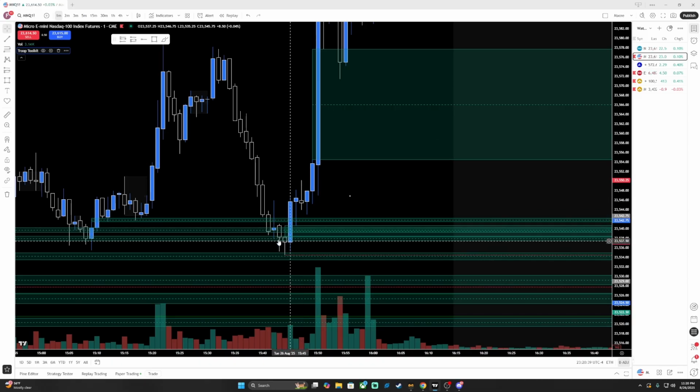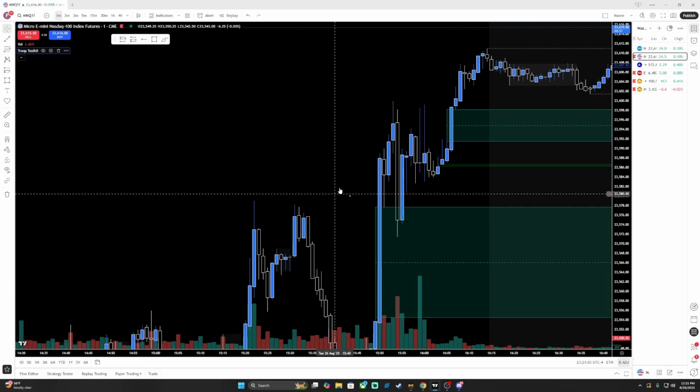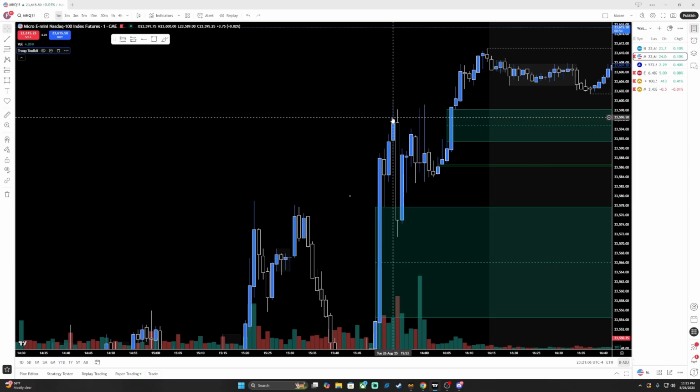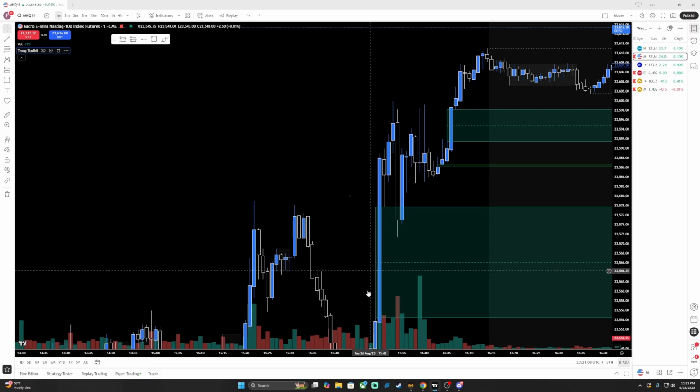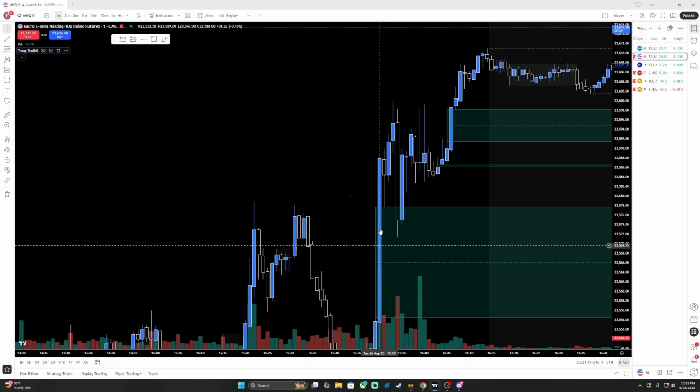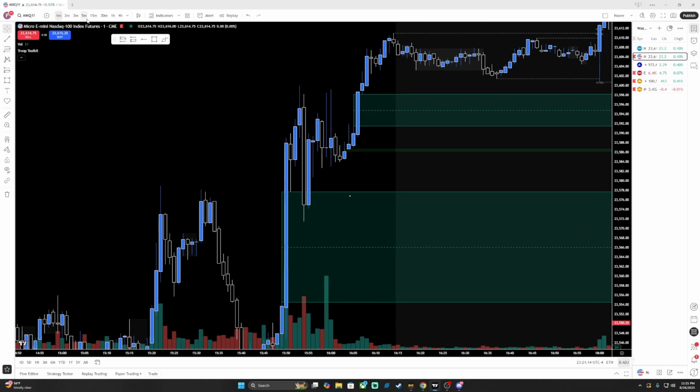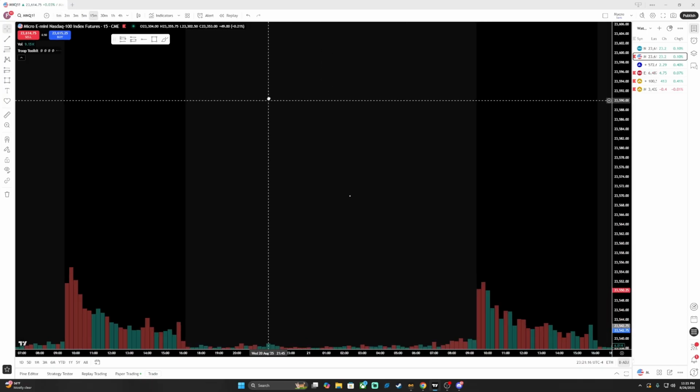What happens off this external liquidity? Boom. Efficient break of structure. First fair value gap right here. What happens then? Price tries to come down and retest it a little bit on this wick. Shoots right back up. First FVG gets respected. Boom. All the way back up to the next source of external liquidity. And then we have a huge, huge first fair value gap right here. So that means it's going to be respected on probably the 15-minute.